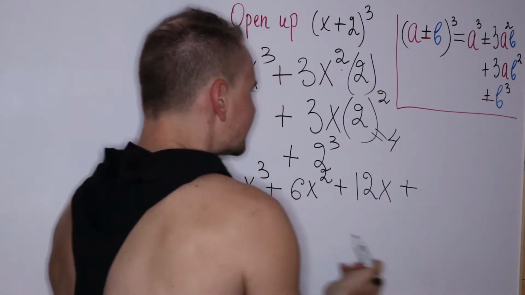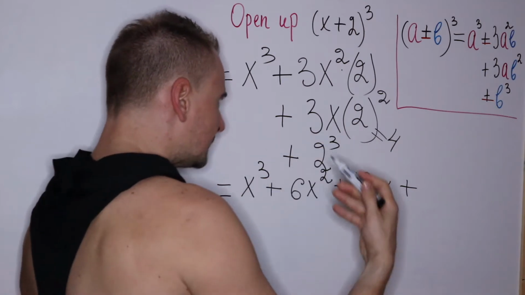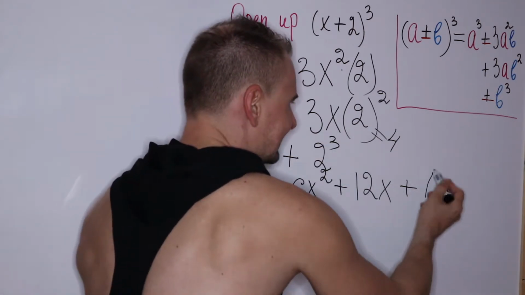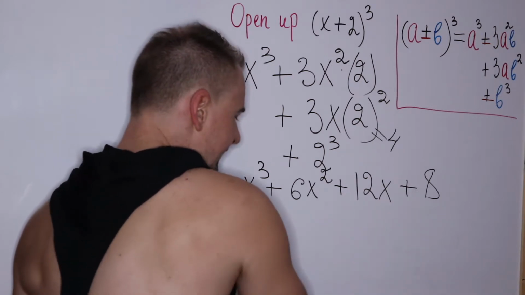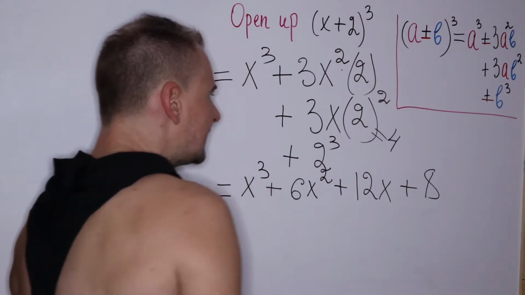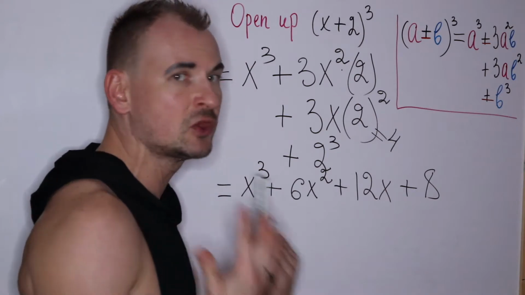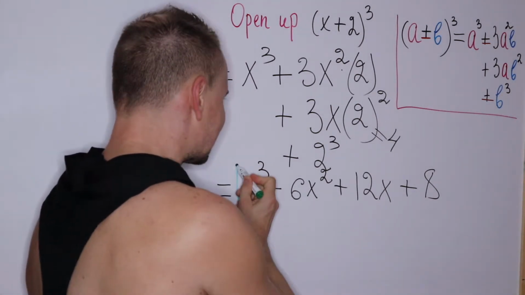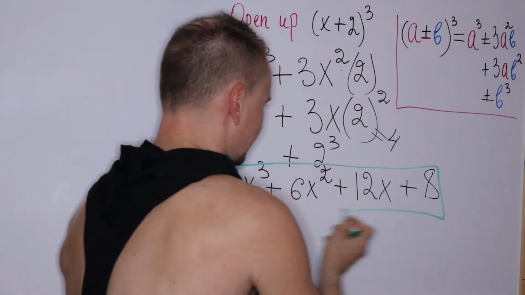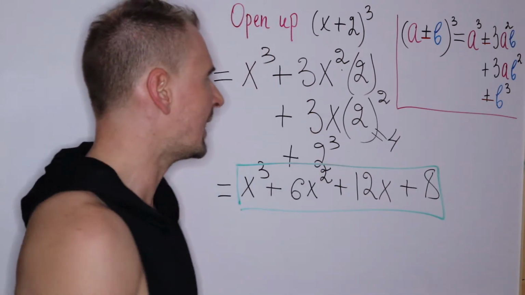And finally, the last term, 2 raised to the third power, cubed, gives you 8. Since 2 times 2 times 2 gives you 8. Check to see if any more simplifying can be done at this point, and we cannot simplify any further. So that's going to be your expansion for that binomial.